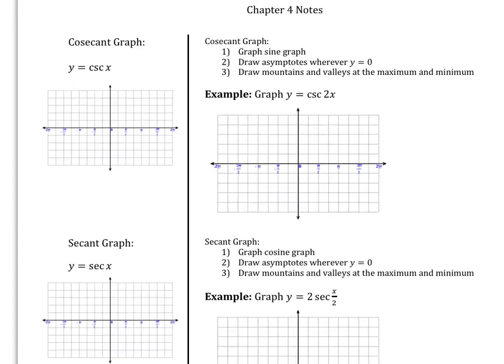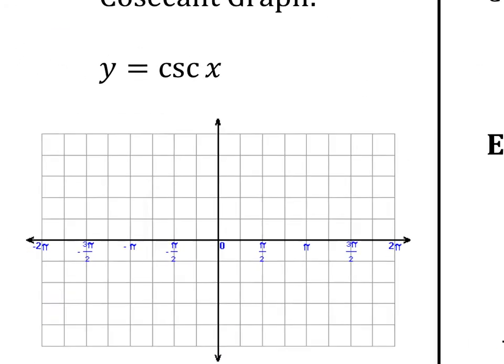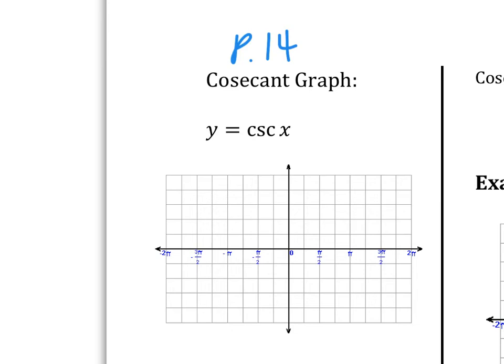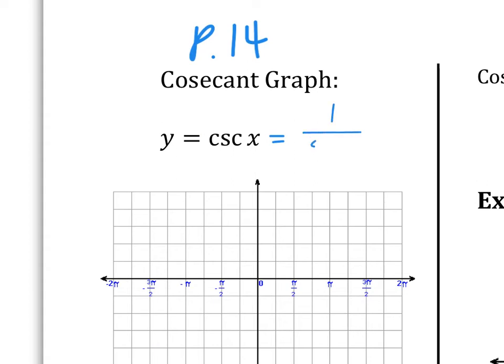Okay, let's start at page 14. We're going to do the cosecant graph first. Cosecant is 1 over what function? Sine. Good, sine. So there's a problem. Sine is in the denominator. That means we have a potential for issues. What's going to create something that is undefined? When zeros, when you divide by 0.